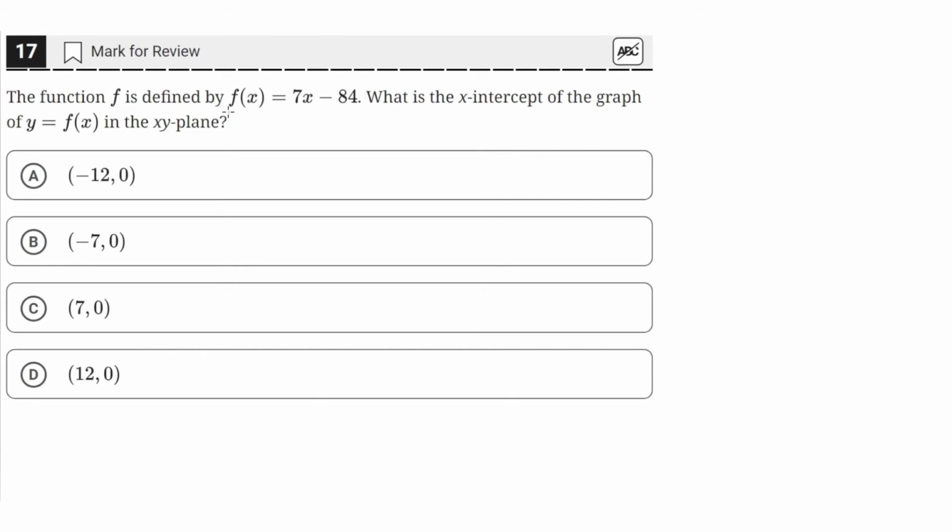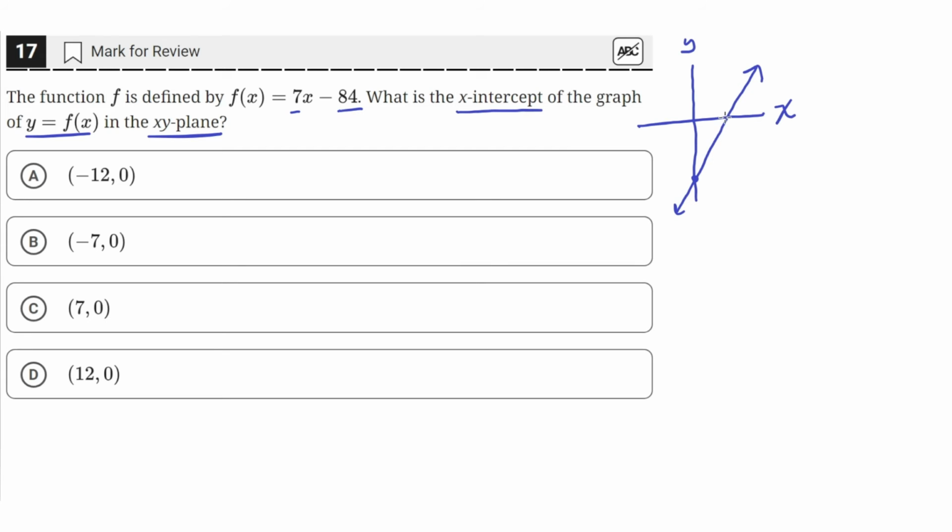Function f is defined by f of x equals 7x minus 84. What is the x-intercept of the graph of y equals f of x in the xy plane? Okay, so we have this. Let's draw a quick little graph of what this function looks like. So this is our xy plane, and this function is a line with a positive slope and a y-intercept of negative 84. So the line begins way down here at a y value of negative 84, and it's a linear increasing line. So the slope is positive.